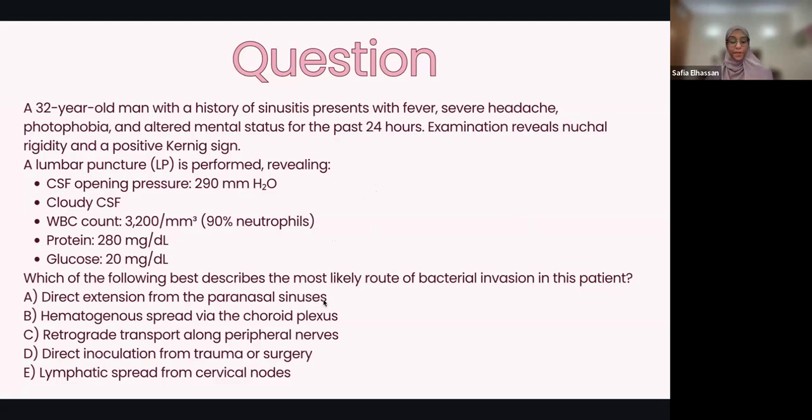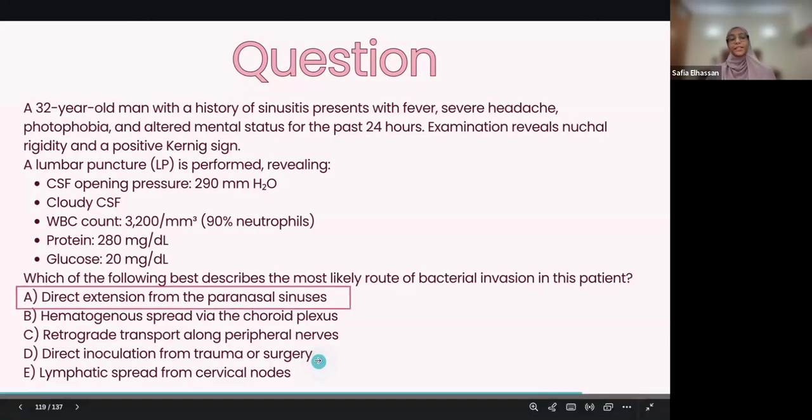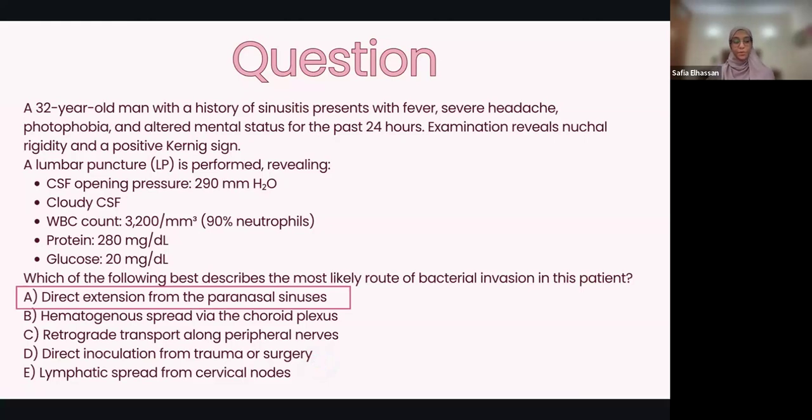Which of the following best describes the most likely route of bacterial invasion in this patient? A, direct invasion from the paranasal sinuses. B, hematogenous spread via the choroid plexus. C, retrograde transport along the peripheral nerves. D, direct inoculation from trauma or surgery. Or E, lymphatic spread from cervical nodes. Yes, the answer is A, direct extension from the paranasal sinuses. So we mentioned earlier that meningitis can happen directly if the patient, for example, has a respiratory infection or otitis media, the infection would simply spread into the brain.